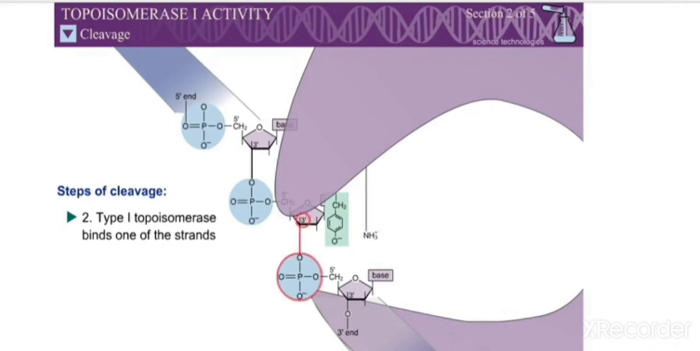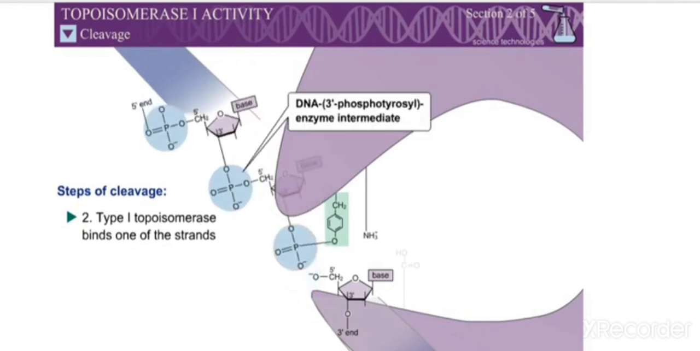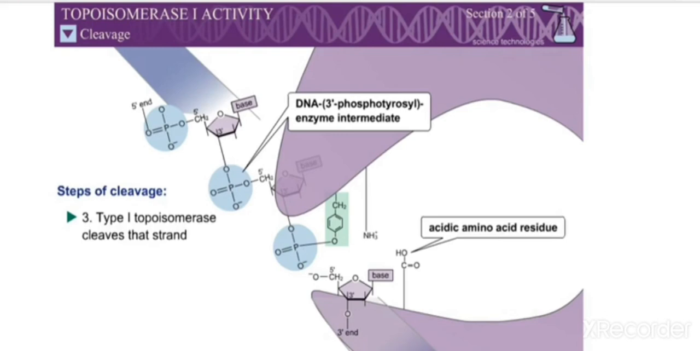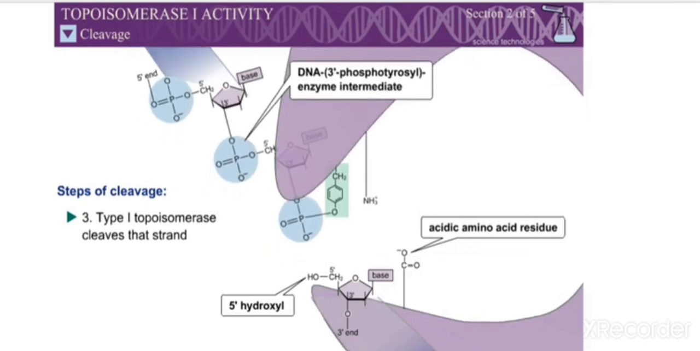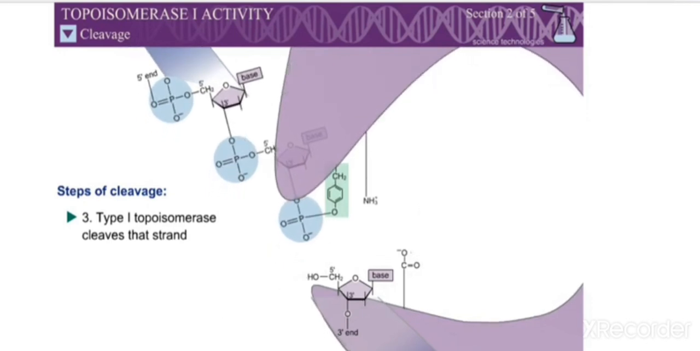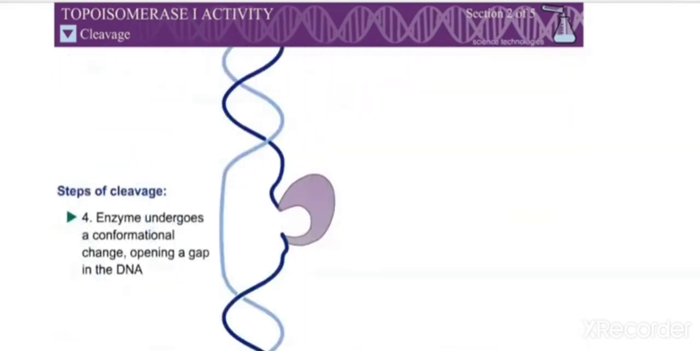The oxyanion attacks the phosphate group at the 3' position of the nearest deoxyribose, producing a DNA 3' phosphotyrosyl enzyme intermediate and a 5' hydroxyl polynucleotide. The hydrogen atom on the 5' hydroxyl is probably donated by a nearby acidic amino acid residue. After cleavage, the enzyme undergoes a large conformational change. This conformational change opens up a gap in the cleaved strand, with the enzyme bridging the gap.